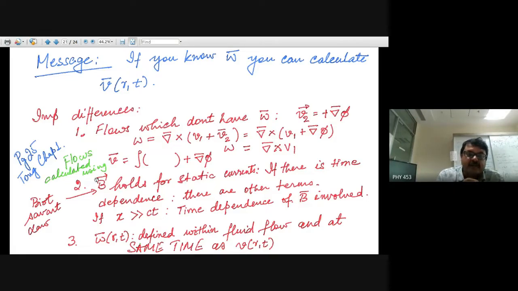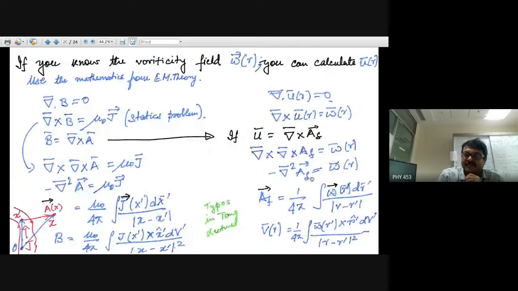So I already pointed out that by Biot-Savart's law, the B field holds only for static currents. If there's a time dependence, the B field propagates with a time of ct, whereas omega is defined instantaneously, even for time dependent cases.